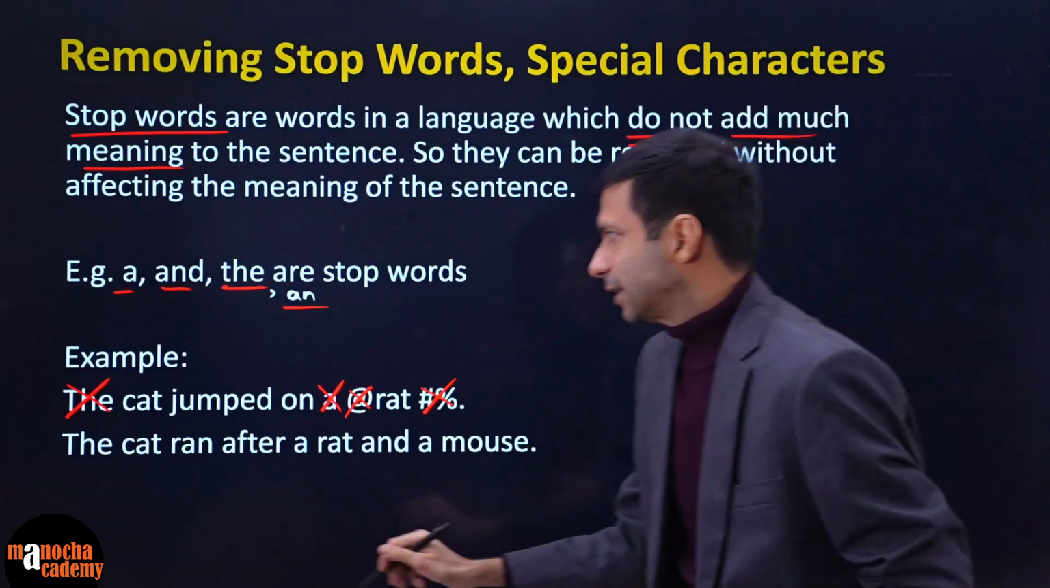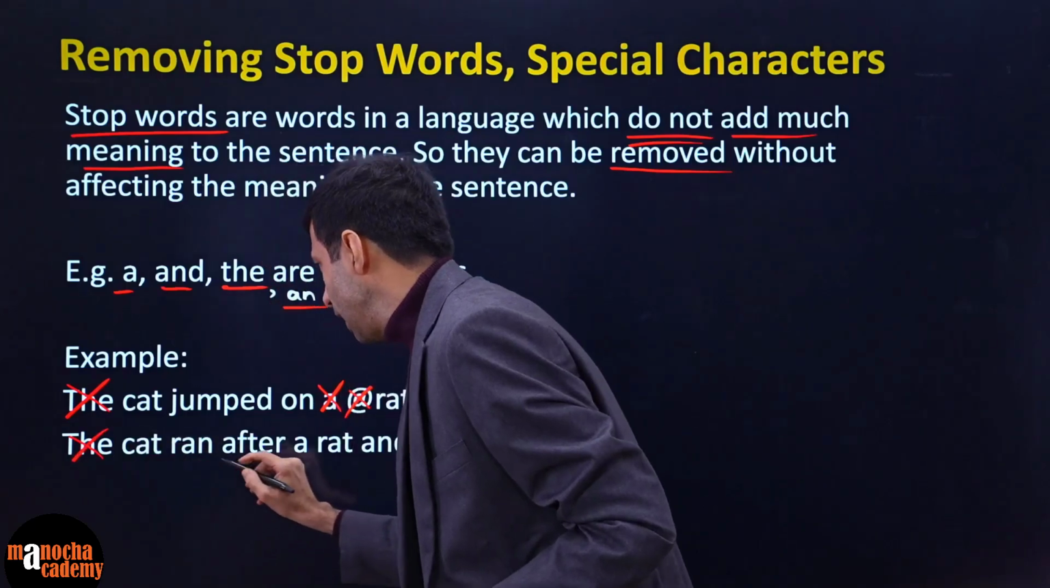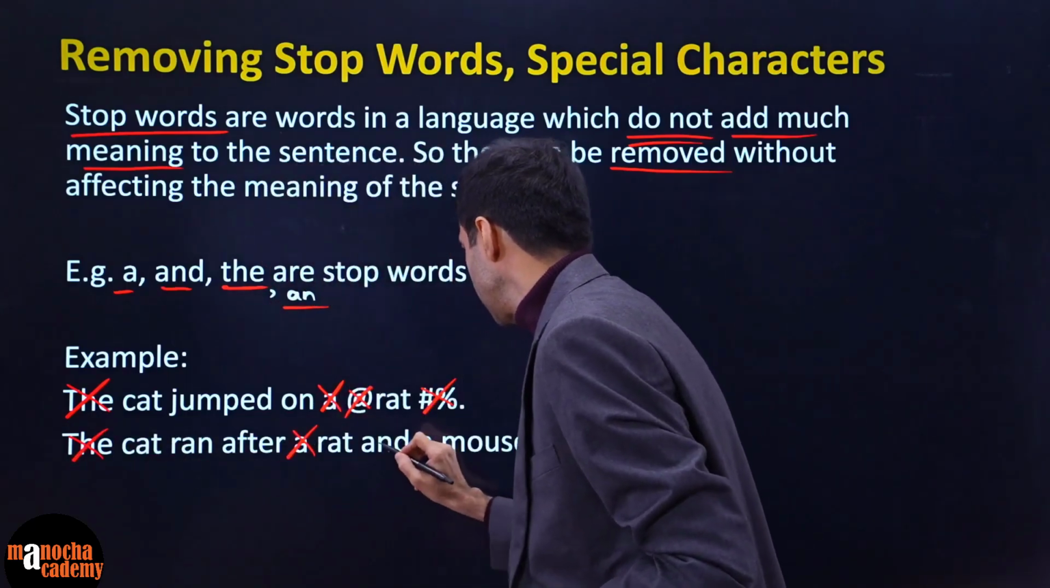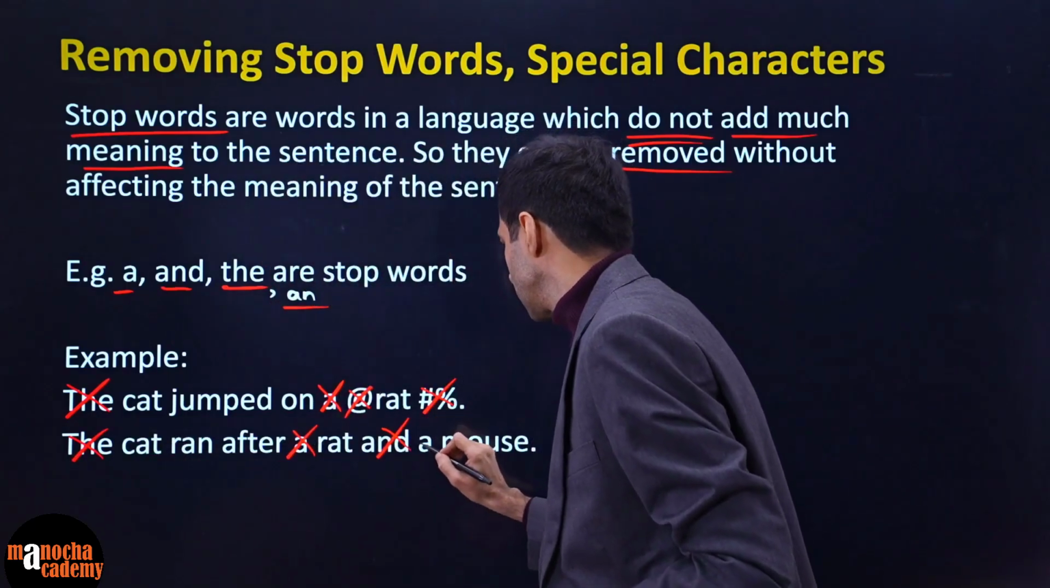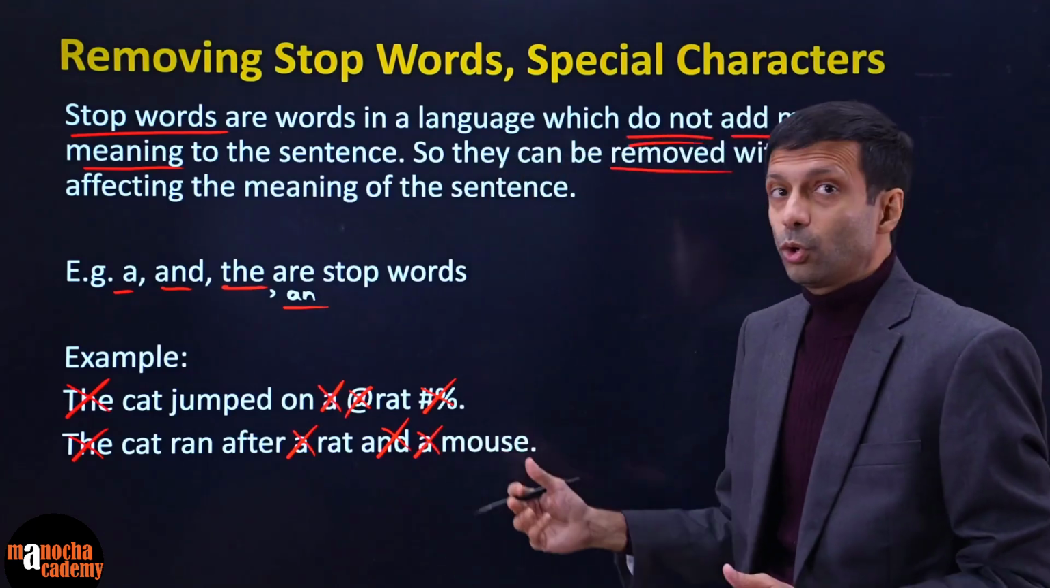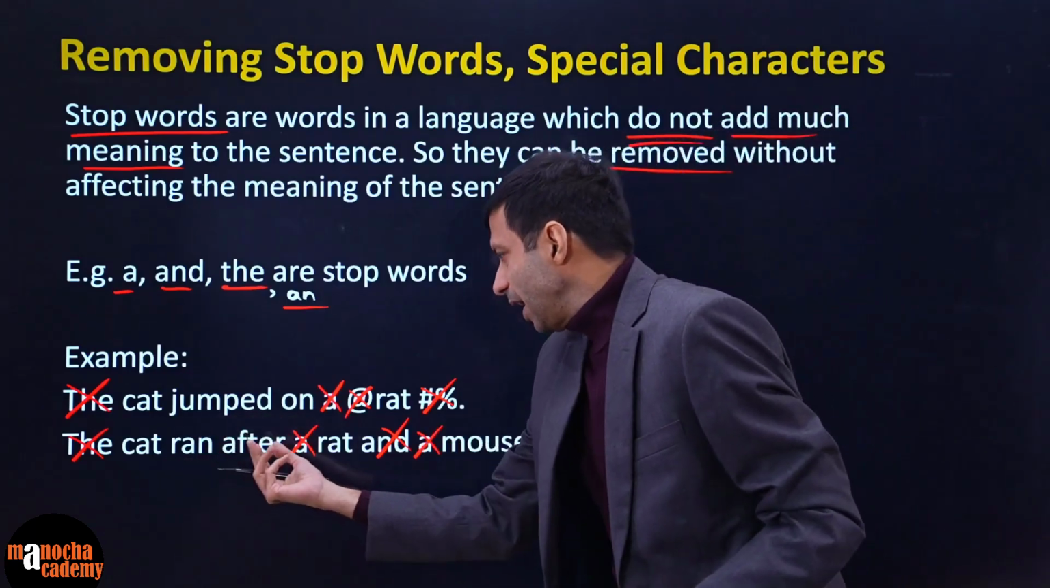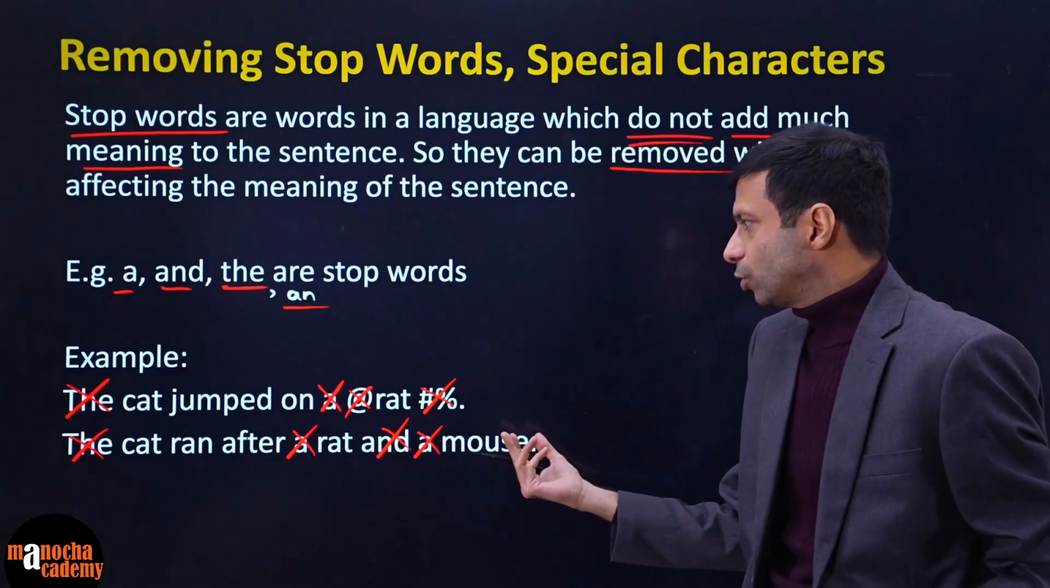Same way, look at that last sentence: The cat ran after a rat and a mouse. But here you could debate a little bit. Cat ran after rat mouse.